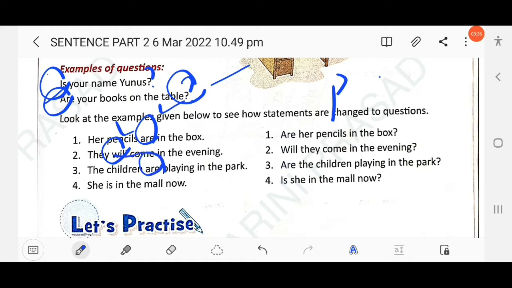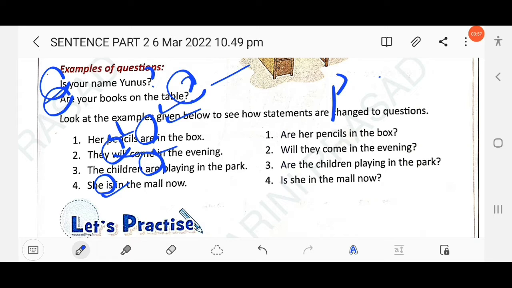You have to find out the auxiliary verb. In the first sentence you find are. In the second sentence you find will. In the third sentence you find are. In the fourth sentence, she is, so here is is a helping verb. You have to find the helping verb: is, am, are, was, were, will, shall, can, could, may, might. These are helping verbs.